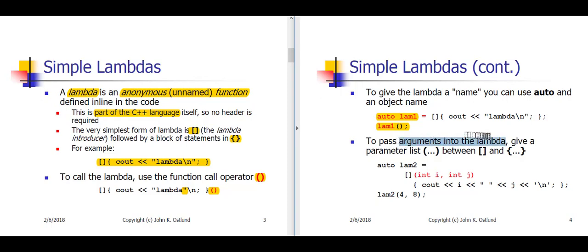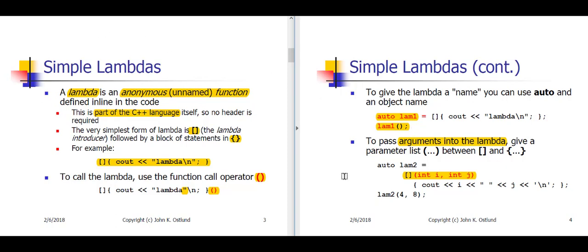Now, it's easy to send arguments into a lambda. You can use parentheses between the lambda introducer, the square brackets, and the body of the lambda, the curly braces, to specify the names and types of any parameters that you would like this lambda to be able to receive. Here we're specifying that lam2, the name that I've given this lambda expression, is expecting to be provided with 2 int arguments, and all lam2 will do is to display the values of those arguments separated with a space and ending with a new line.